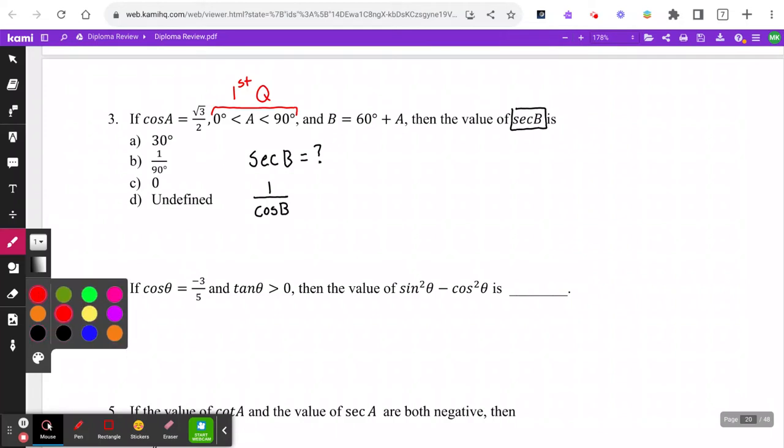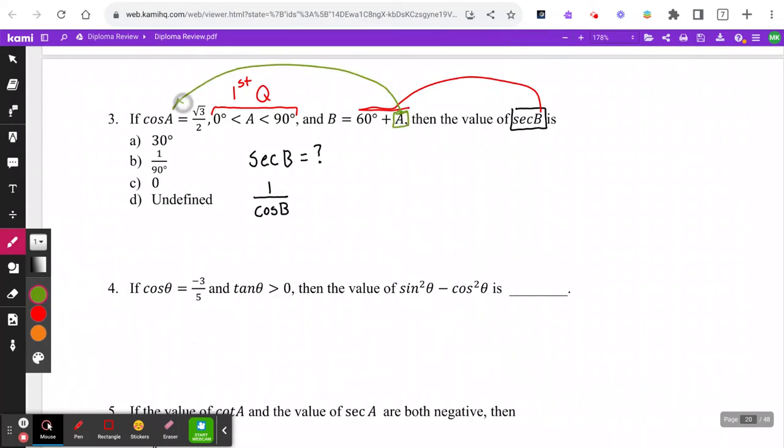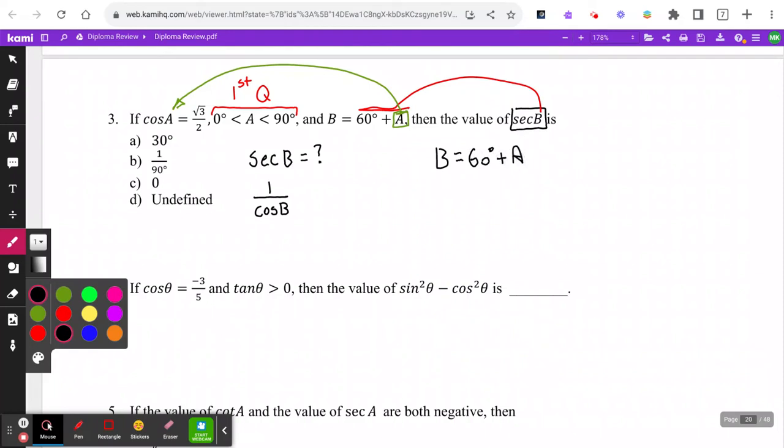All right, let's backtrack a little bit. B equals 60 plus A. A comes from this guy. So I want to figure out what B is. It's 60 degrees plus A. Then I need to figure out what A is, and I can backtrack all the way through this question. What is A? Well, cos of A equals root 3 over 2. That means the x value at angle A is root 3 over 2. If you look at your unit circle, x value of root 3 over 2 happens at 30 degrees. That means A equals 30 degrees. That's the angle that gives you an x value of root 3 over 2.